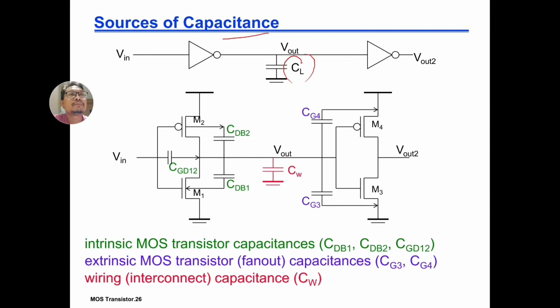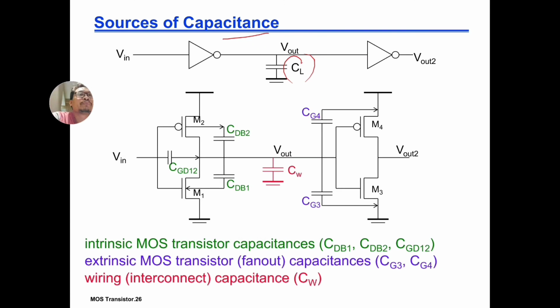In MOS transistors you have a lot of metal plates. They are joined together, and all these metal plates, or all these capacitors, can be lumped together into one called the load capacitor CL. So here we are interested to know what the components of CL are.